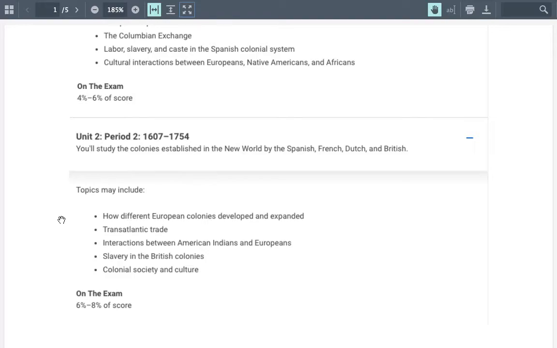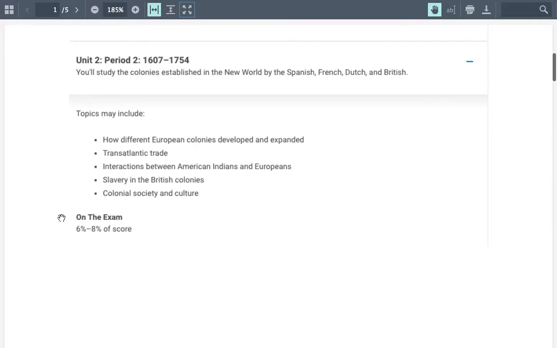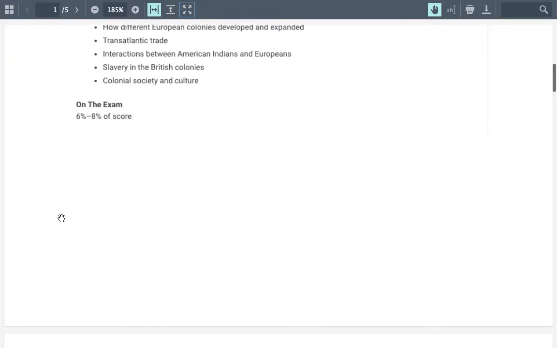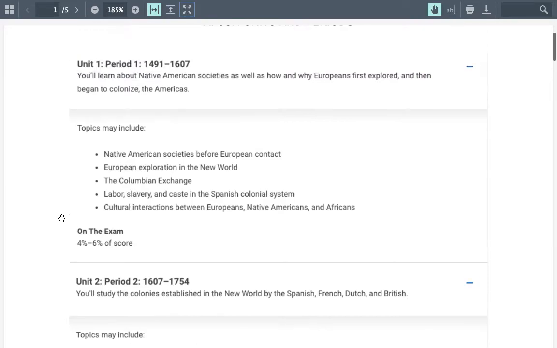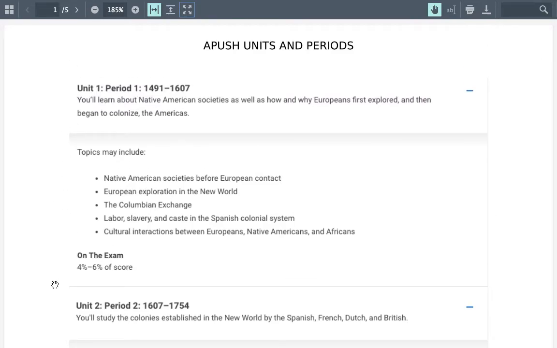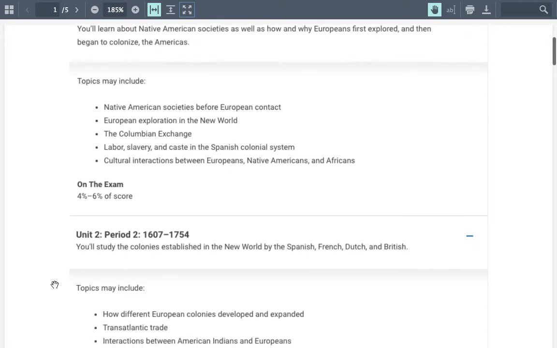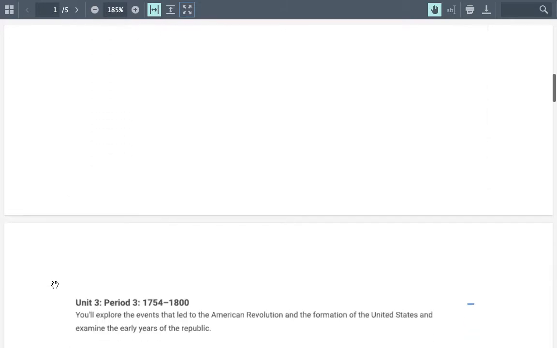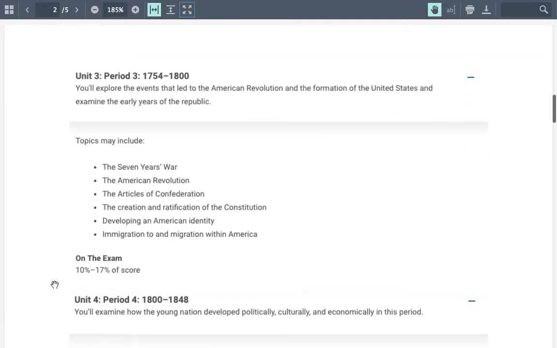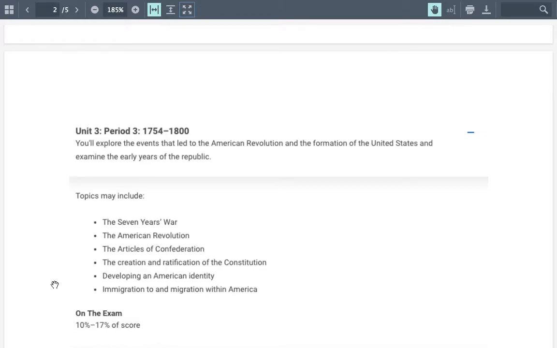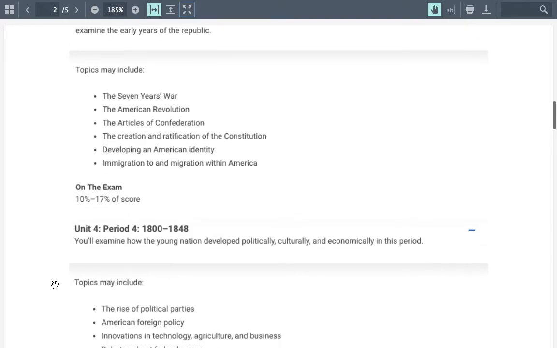This is things like slavery, transatlantic trade, colonial society, 6 to 8% of the score. So you'll notice that a lot of times we say look at Units 1 and 2 together because they really kind of inform one another. Unit 3, or Period 3, is going to be 1754 to 1800. Things like the American Revolution are in here, and the development of an American identity. That's 12 to 17% of your score.